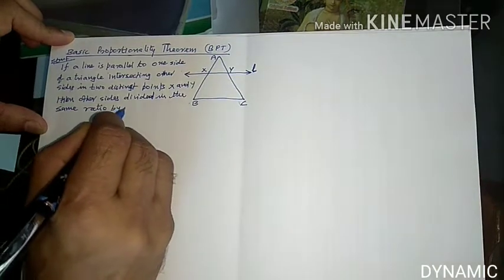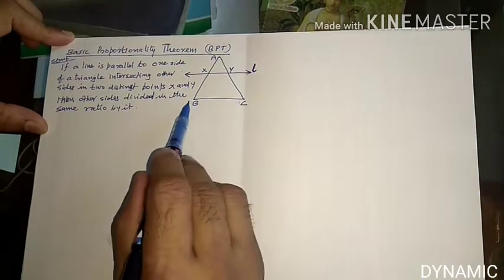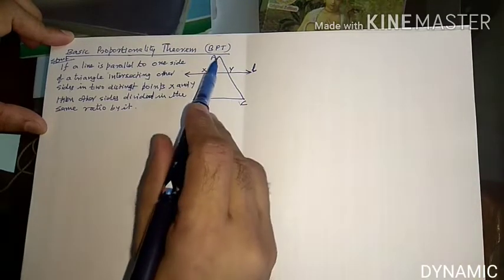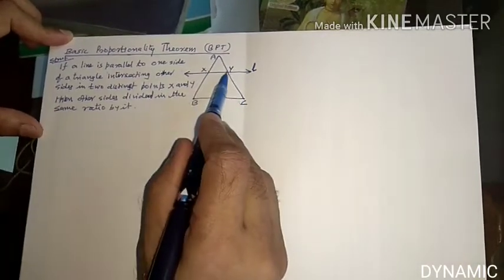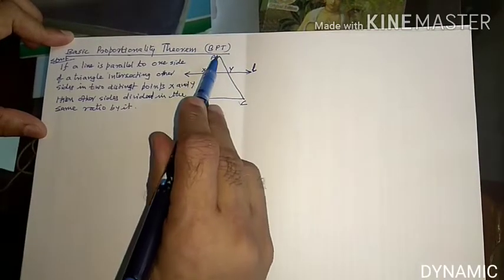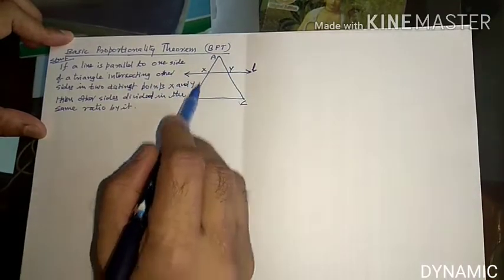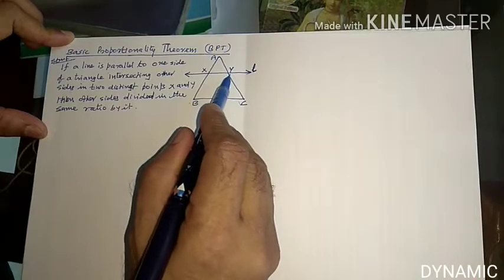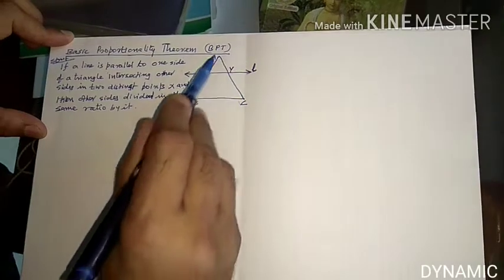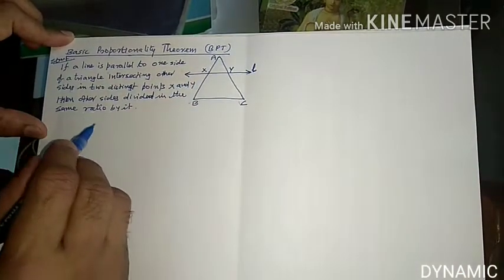By it, what does it mean? The line is drawn parallel to one side of a triangle, intersecting the other two sides in two distinct points, such that the points are between A and B and A and C, such that the line divides the other sides into distinct points. Now the line divides the other sides AB and AC in the same ratio.